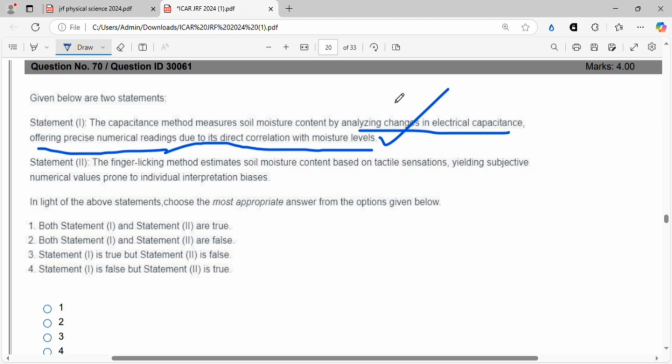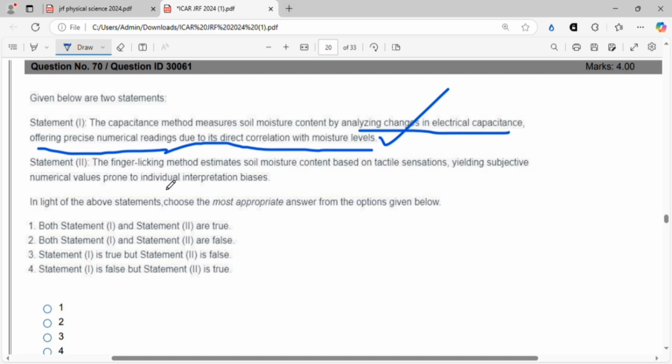and this capacitance method measures soil moisture content by analyzing changes in electrical capacitance, because that change in the electrical capacitance is related to the water content or the moisture content of the soil, which says the moisture level in the soil, because it is in direct correlation. With the variability in the level of moisture in the soil, there will be variability in the capacitance. So this is a true statement.